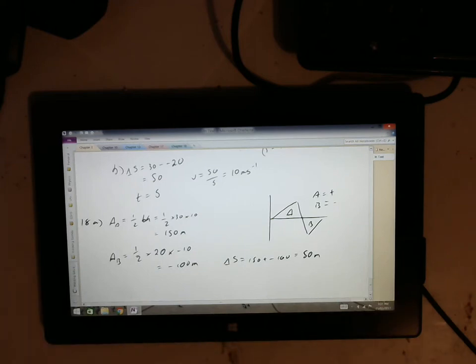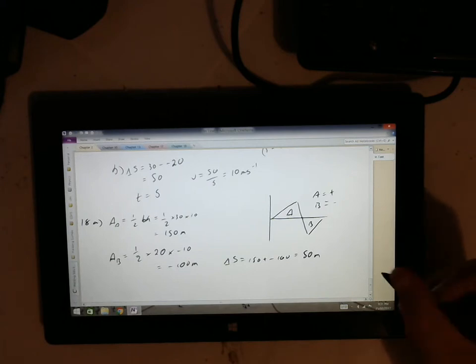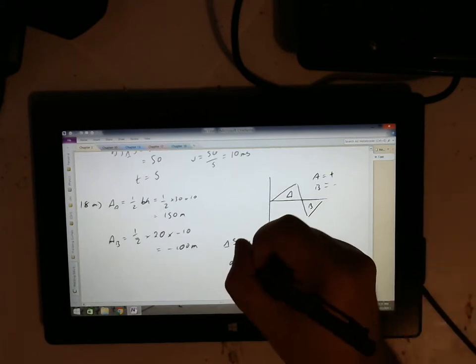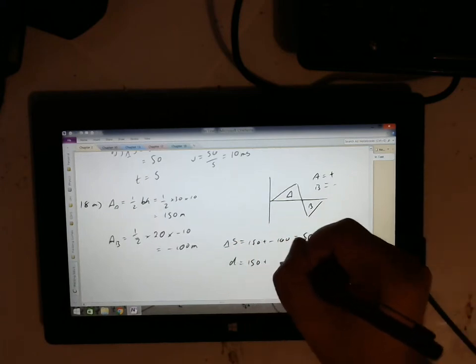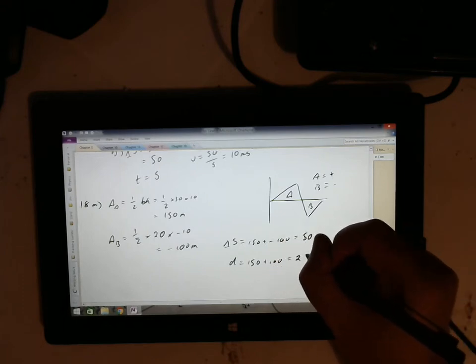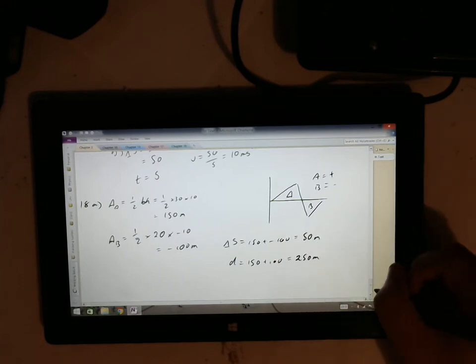And think about a bungee jumper. Yeah, they jump off, they don't come all the way back up to the top. The distance, though, is going to equal the 150 down plus the 100 meters back up equals 250 meters. That's a really good type of question.